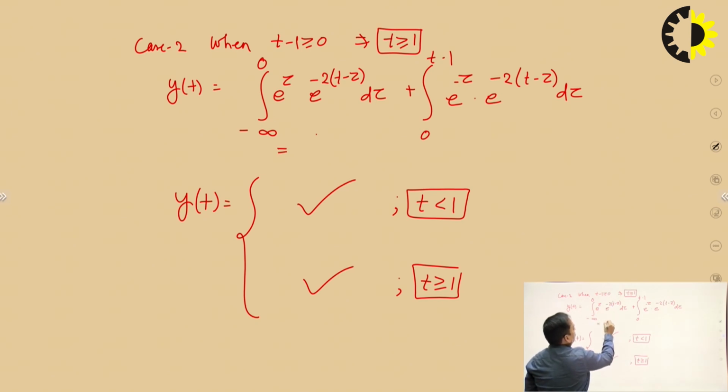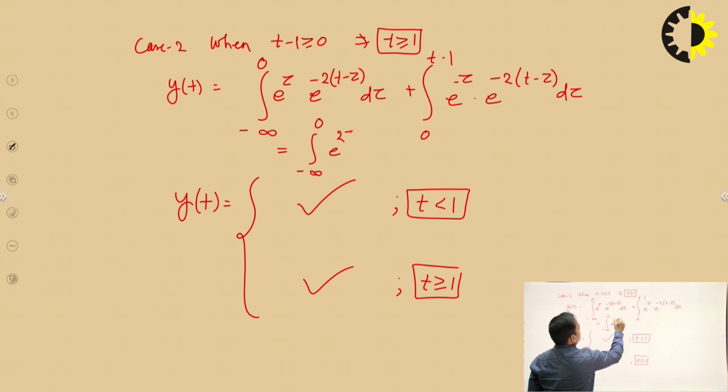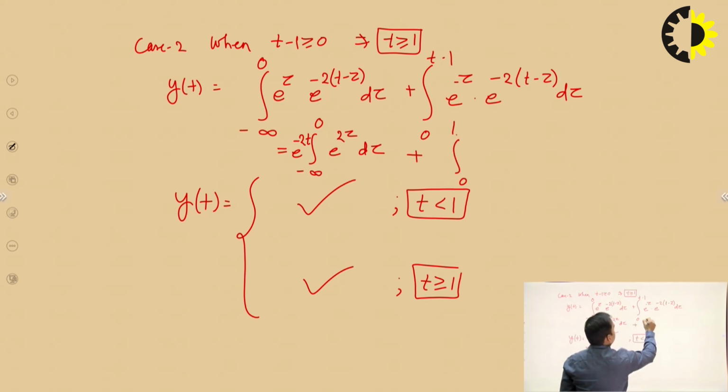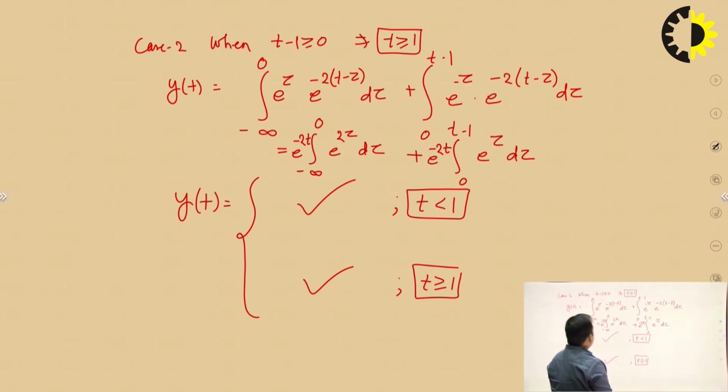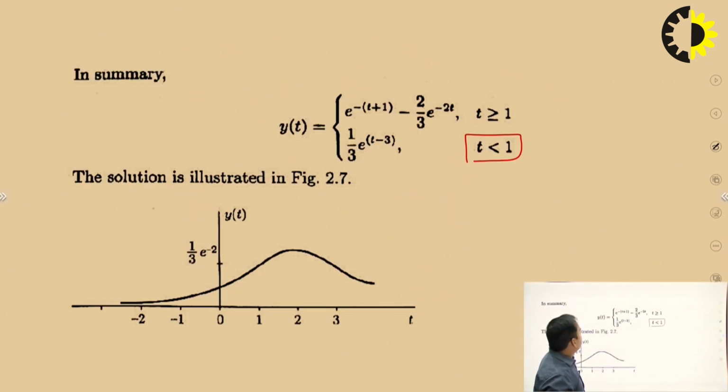Similarly, for t greater than or equal to 1, we need to solve this particular integral. Let me write down: this will be minus infinity to 0 e raised to power 2 tau d tau, with e raised to power minus 2t outside, plus the second integral 0 to t minus 1, e raised to power tau d tau, and e raised to power minus 2t outside. So we have these two integrals, we need to solve them and put in the values of tau, and we'll be getting a result which is this y(t).